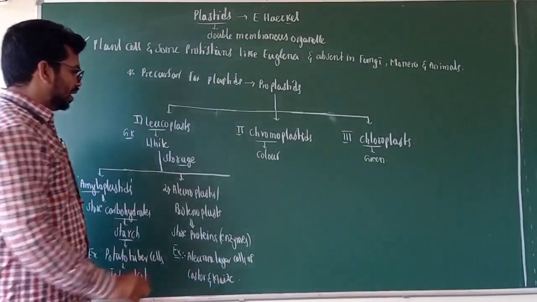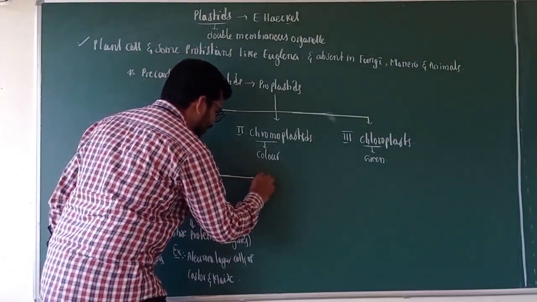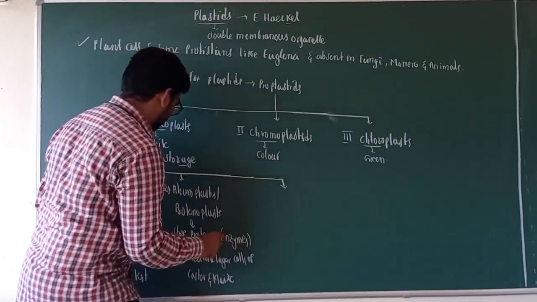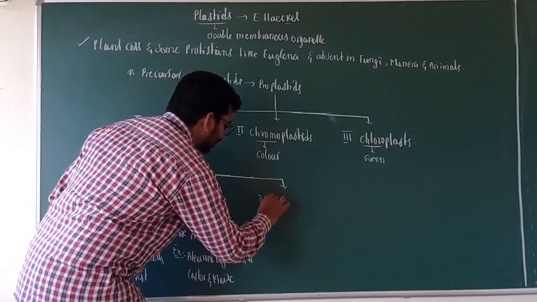Understanding, children? And let me find out the third category, which one is it? That is elaioplast.